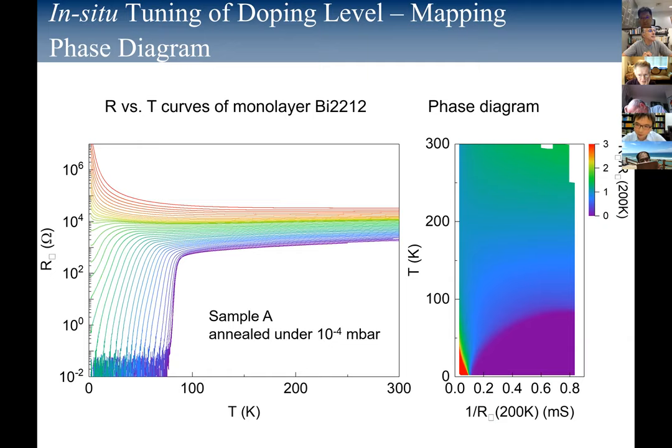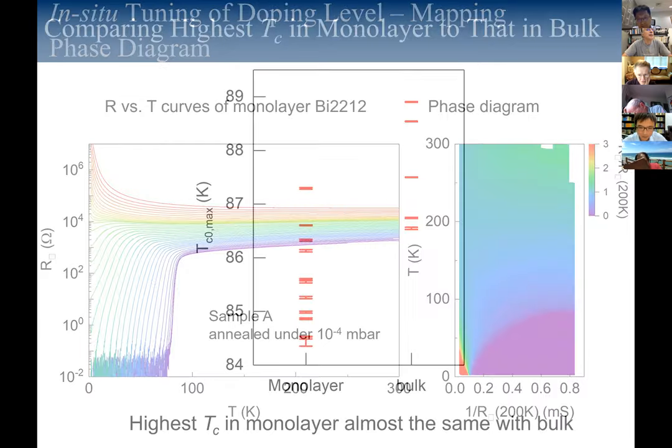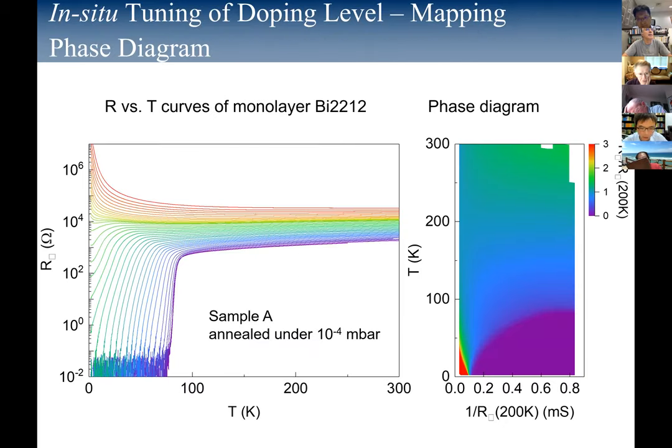We would love to get our hands on these heavy fermion materials, but unfortunately, like you said, it's a three-dimensional material. We cannot peel down to monolayers. Even for cuprates, most of them cannot be peeled down to monolayer. All we can say is that for bismuth 2212, if you get to monolayer, it still has high Tc superconductivity.